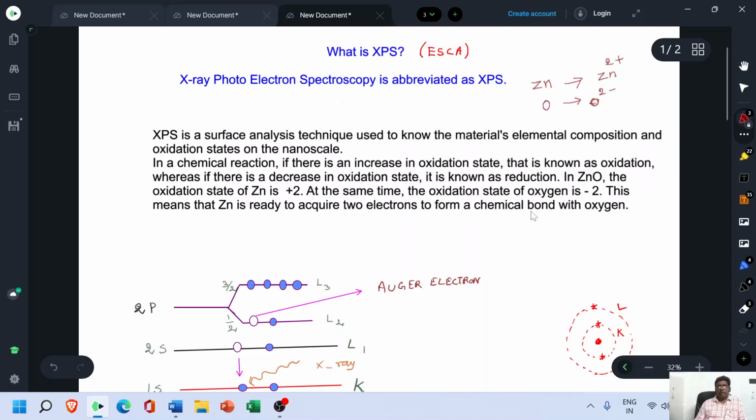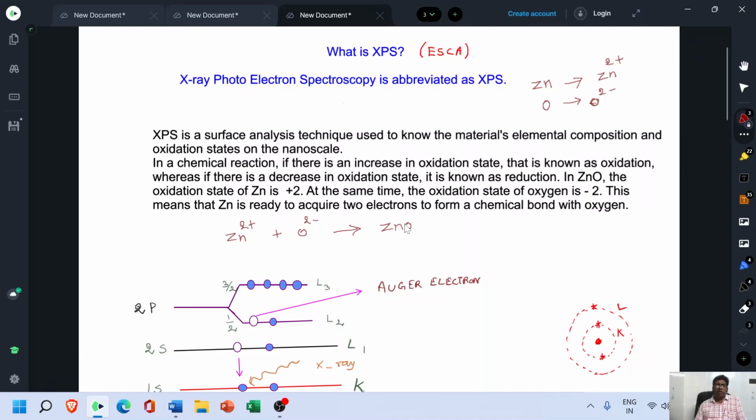Say, in the case of ZnO, the oxidation state of Zn is +2. At the same time, the oxidation state of oxygen is -2. This means that Zn is ready to accept 2 electrons to form a chemical bond with oxygen. Zn2+ and O2- give ZnO.